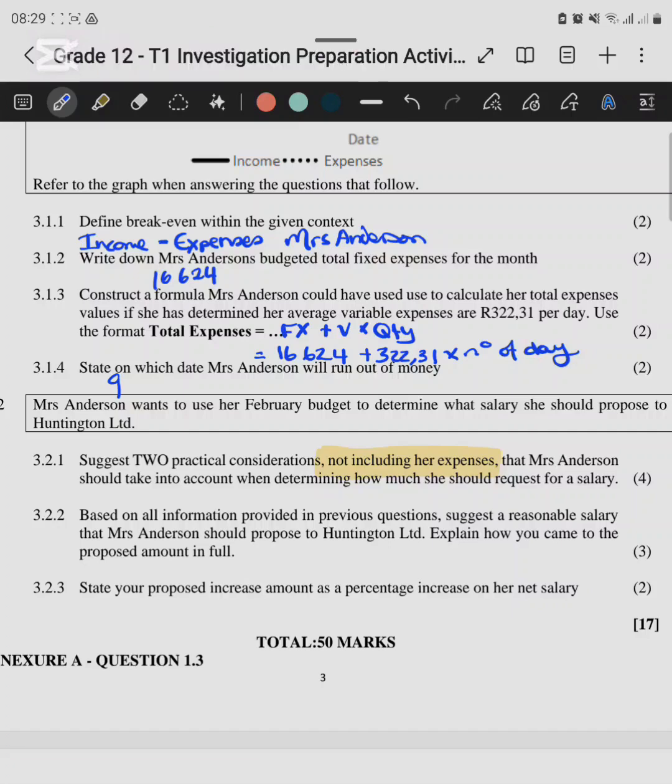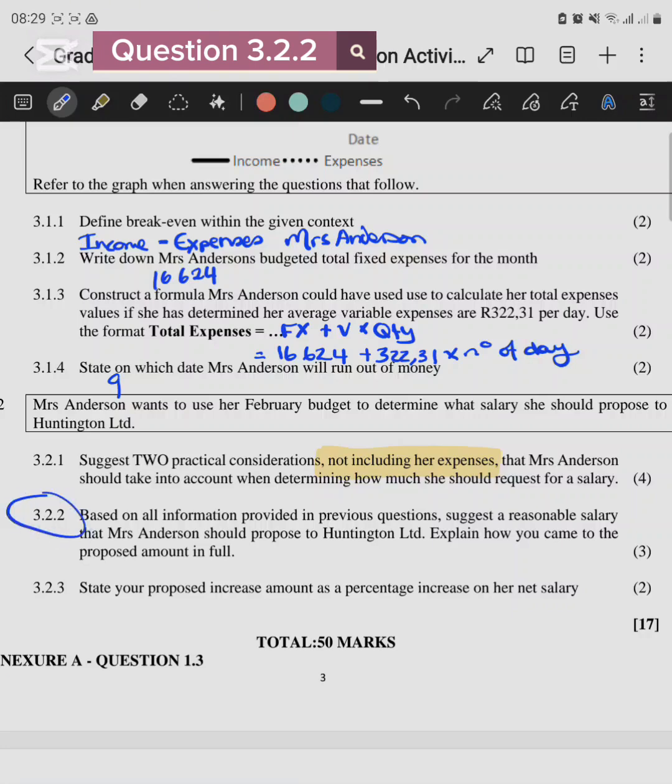Then we've got 3.2.2, and it says, based on all the information provided in the previous answers, suggest a reasonable salary and explain how you came to propose that amount in full. So this was probably one of the slightly more challenging questions because there's quite a lot of free form in how you can answer this and where you can go with this. The important thing here is the word reasonable. Okay, what would be a reasonable salary?